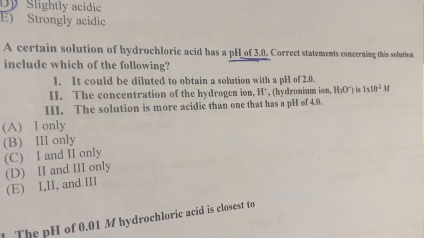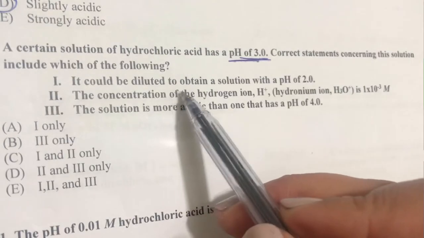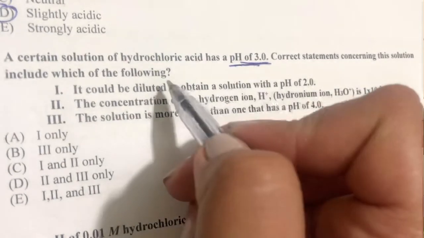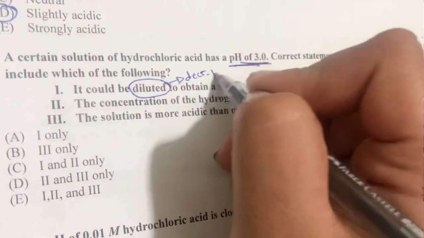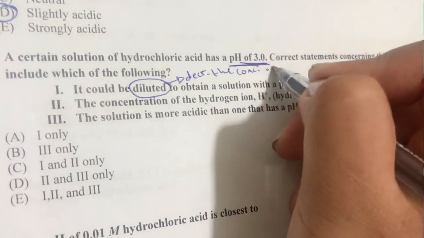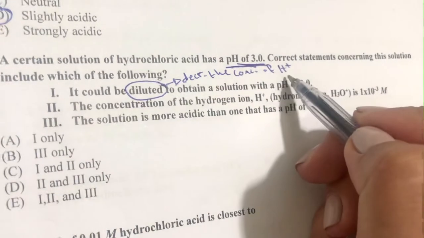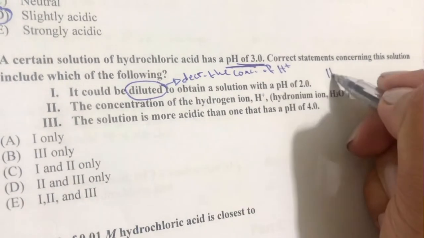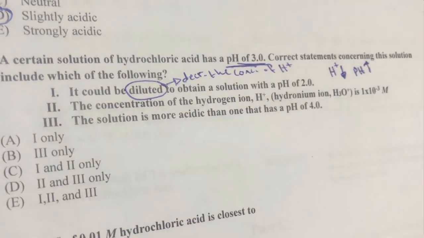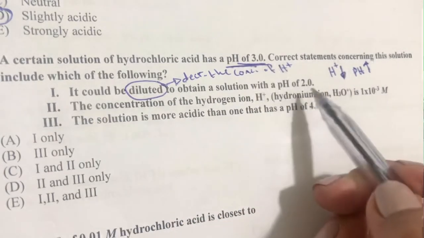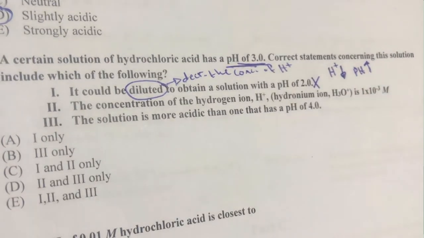Question 10. A certain solution of hydrochloric acid has a pH equal to 3. Correct statements concerning this solution include which of the following? 1. It could be diluted to obtain a solution of pH equal to 2. Diluted means decreasing the concentration of hydrogen ions. So what is the relation between concentration of hydrogen and pH? As concentration of hydrogen decreases, pH increases. So if you dilute this solution, pH must be more than 3, not less than 3. So it's a false statement.